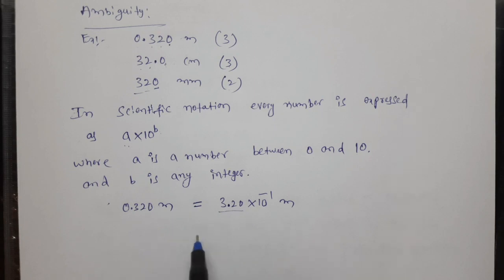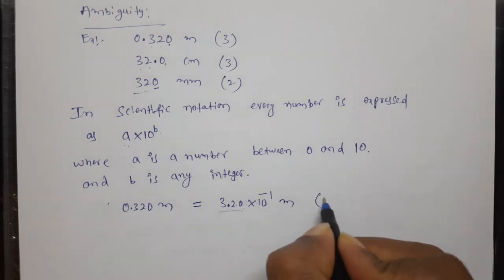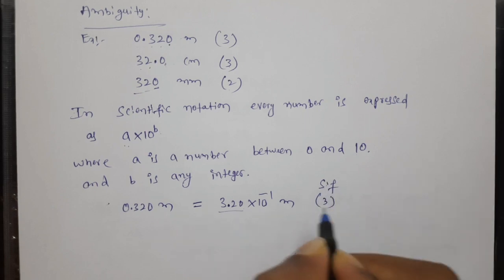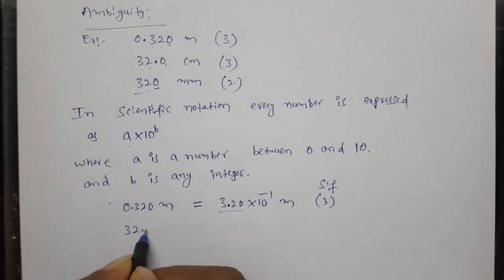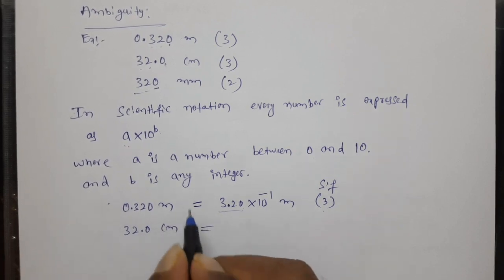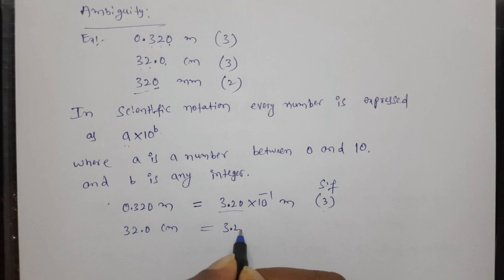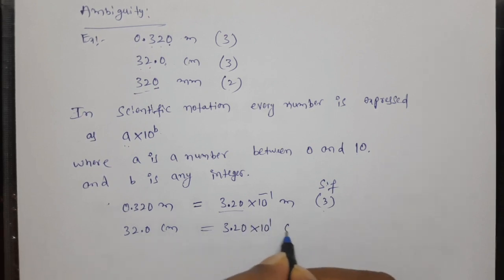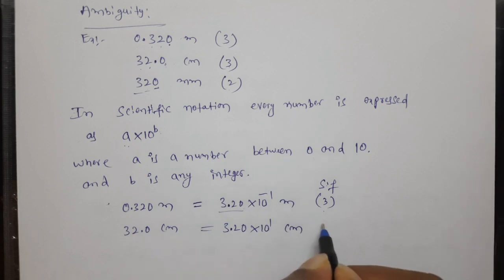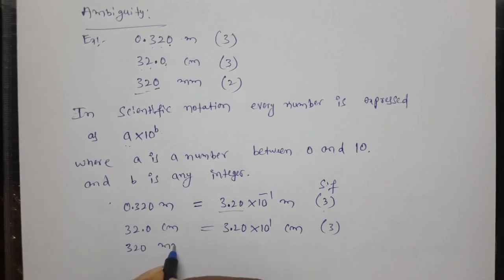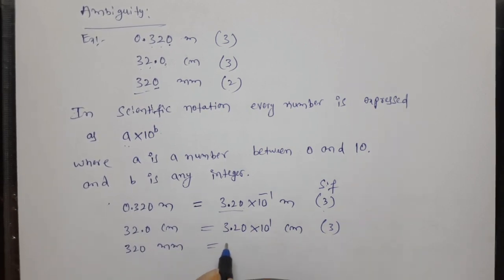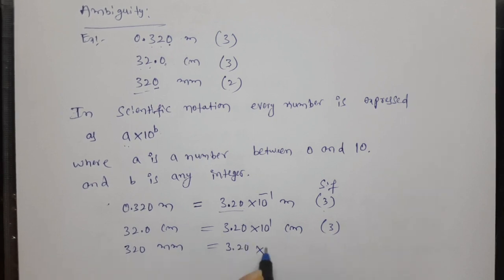So total how many significant figures do we have? 1, 2, 3. So significant figures are 3. Now what is the next reading? 32.0 centimeters. Now this can be written as 3.20 into 10 power 1 centimeters. Again, how many significant figures? 3. And the third one, 320 mm. Now it can be written 3.20 into 10 power 2 millimeter.